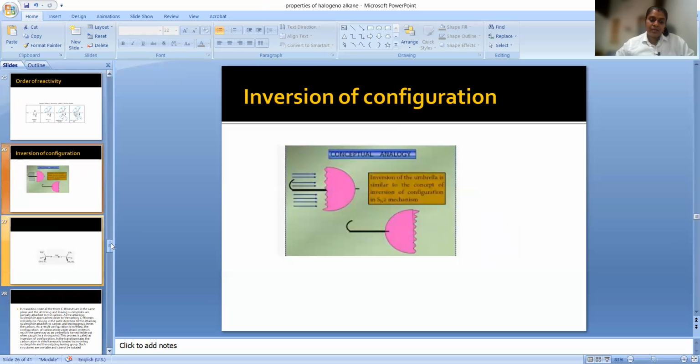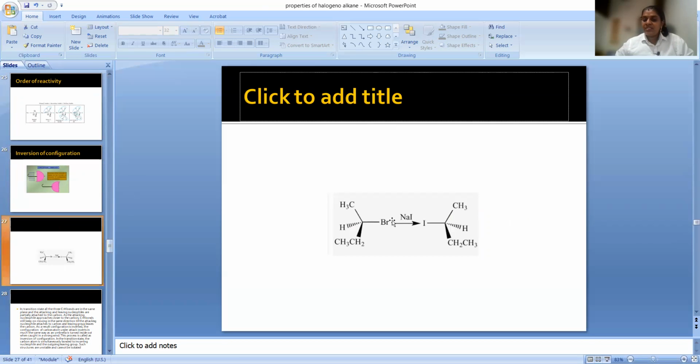Now, let us see the next case. So this is the inversion of configuration, another example. Br is here, the leaving group, but the incoming group will be attaching from the side opposite to the leaving group. Okay.